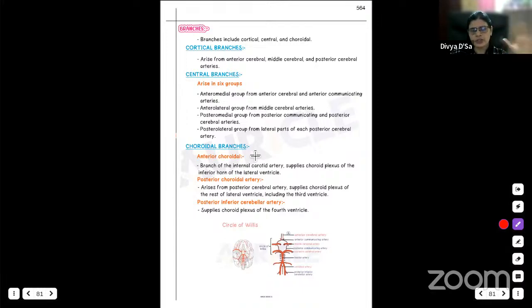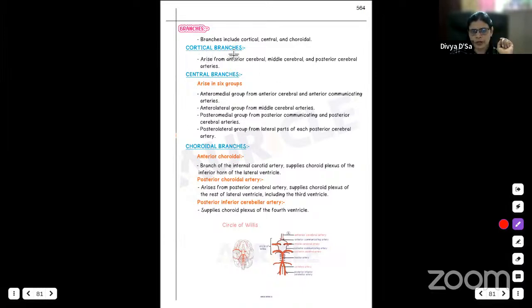So when we say branches, now what do we mean by these branches? Cortical, central, choroidal. Okay, so these are the branches from the different arteries supplying the brain. Basically those arteries will give three types of branches, that is cortical, central, and choroidal. So it may be the branches of internal carotid or basilar artery. Okay, so they give cortical, central, and choroidal.